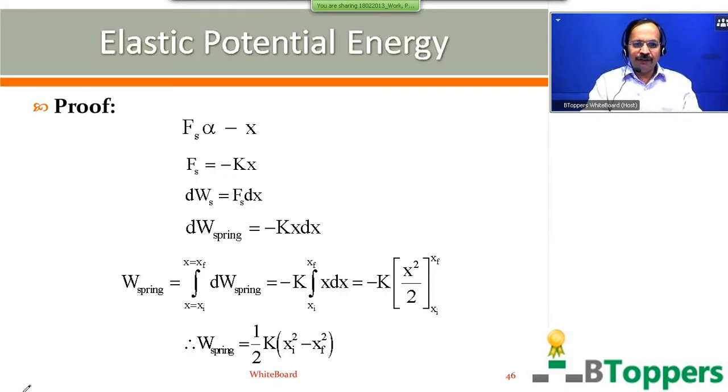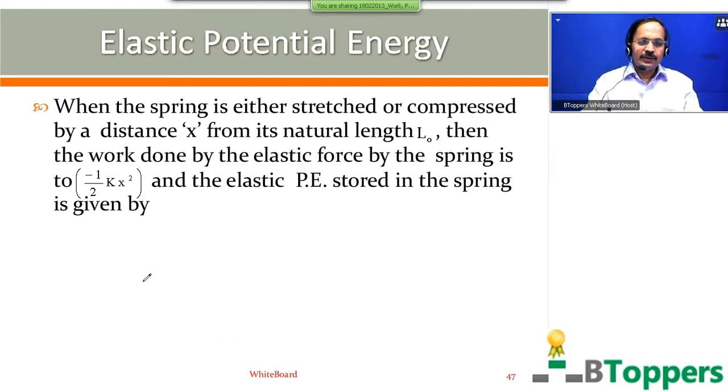So I am going to show you the continuation for this. When the spring is either stretched or compressed by distance x from its natural length L0, then the work done by elastic force by spring is equal to minus half kx square. And the elastic potential energy stored in the spring is given by U equal to half kx square.